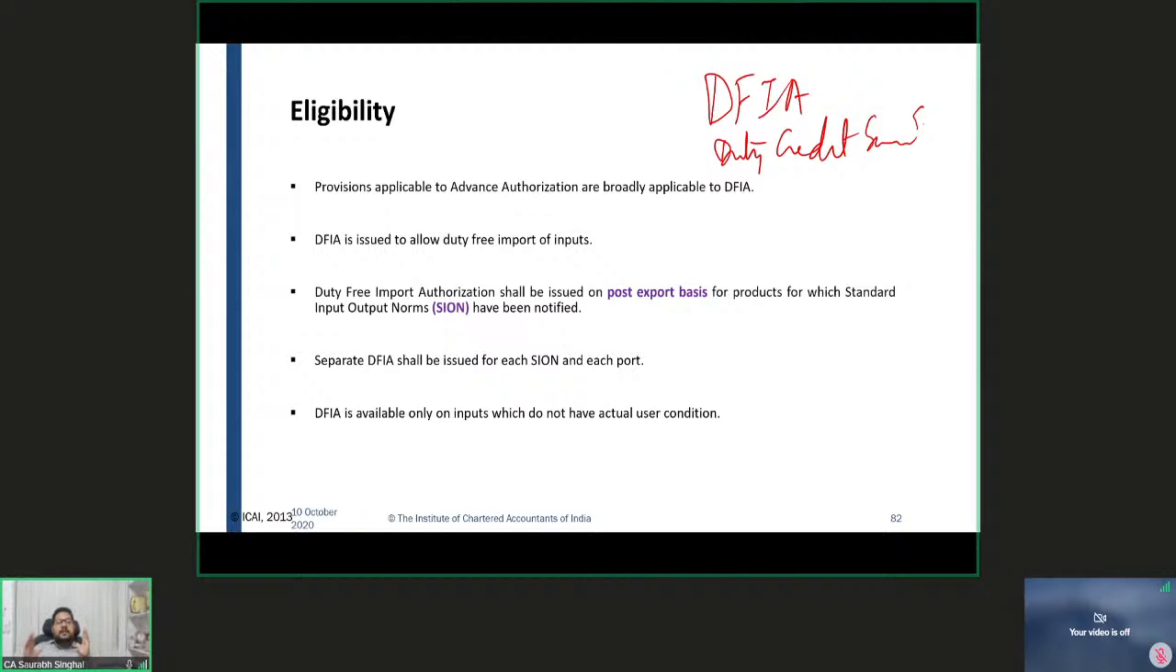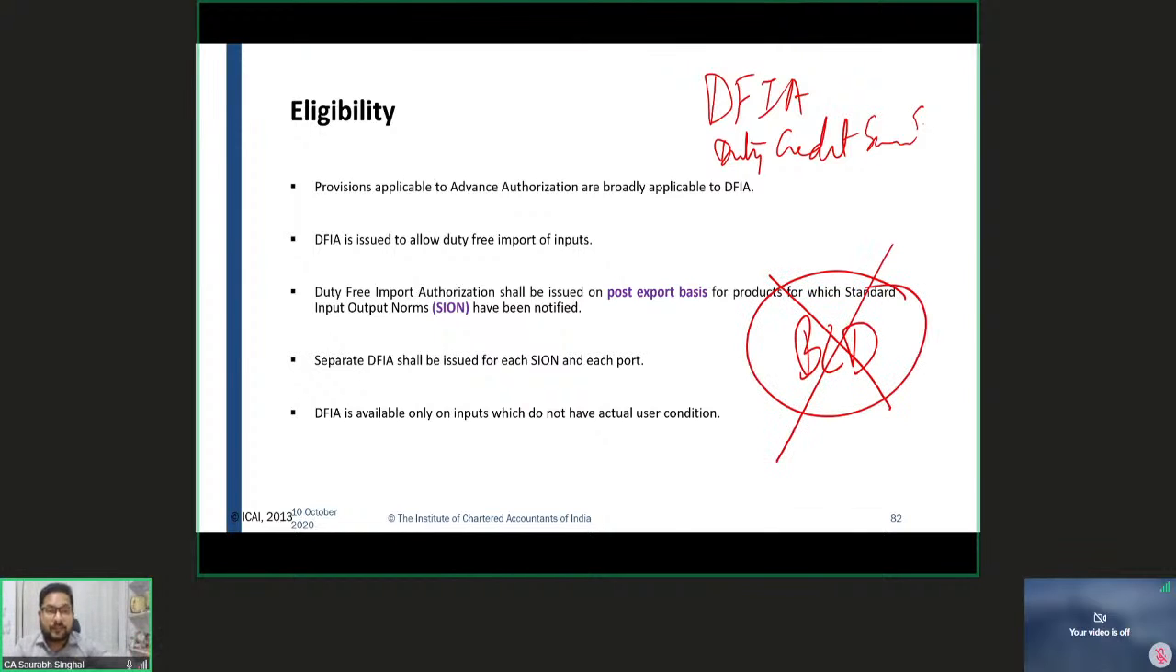Now you will be given a certificate based on which you can import the same ratio of inputs that would have been used for manufacture of these mouses without payment of only what? BCD. This time not all duties, but without payment of only BCD. No BCD. Now this certificate that I will get is called DFIA. And this certificate is saleable. So anybody who is manufacturing similar mouses, I can sell it to him. And I can earn revenue.